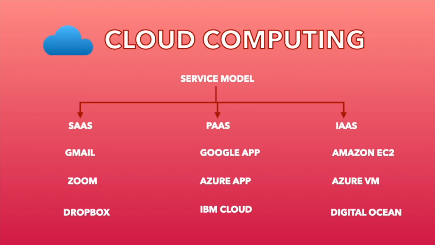Popular IaaS providers include Amazon EC2, which offers virtual servers in the cloud, Microsoft Azure Virtual Machines, which provide scalable computing power, and DigitalOcean, which gives developers simple and flexible cloud infrastructure. With IaaS, companies can quickly deploy applications, handle workloads efficiently, and focus on innovation rather than managing hardware.